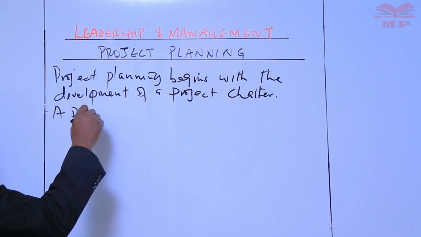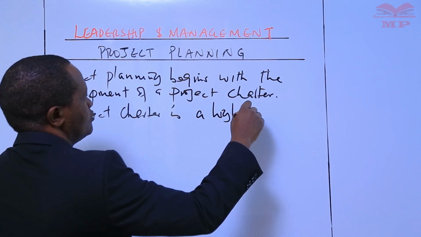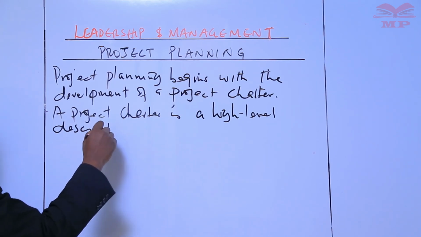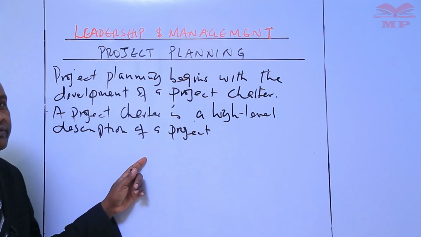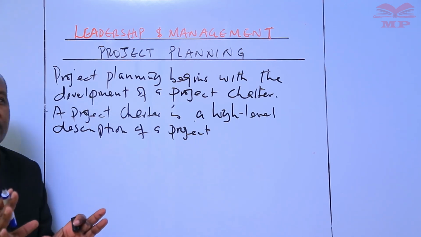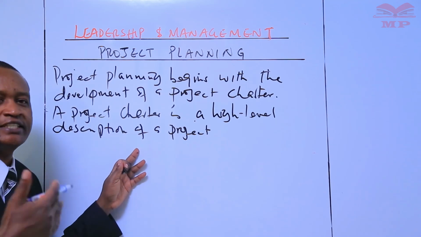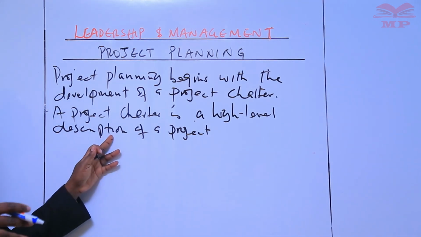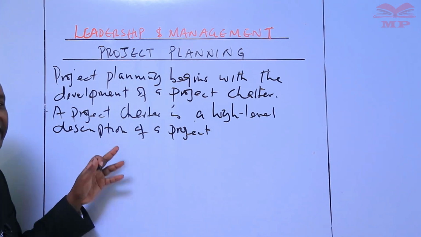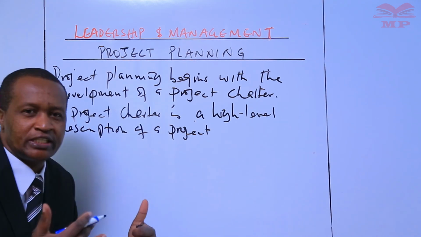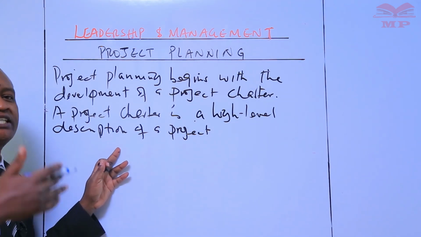A project charter is a high-level description of a project. Okay? It is a document that is issued by the initiator of a project or the sponsor of a project that formally authorizes the existence of a project and provides a project manager with the authority to apply organizational resources to project activities. It's a document with information about a project, about the products, the service, or the results the project is intended to satisfy.